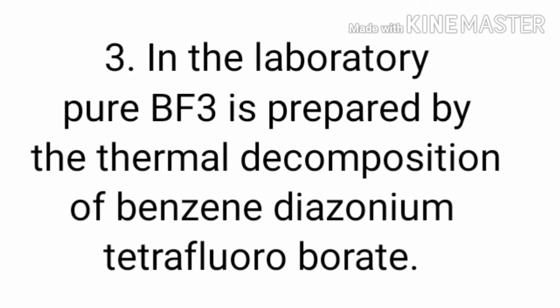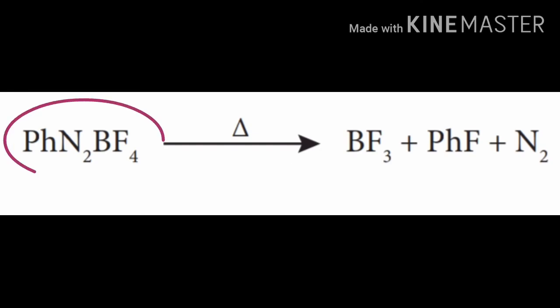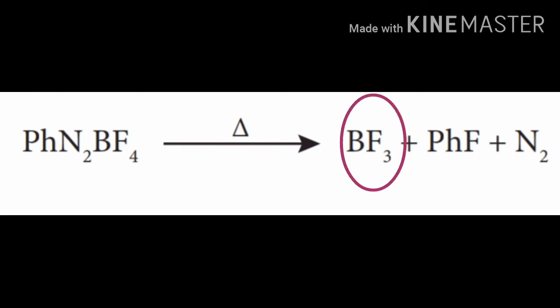In the laboratory, pure BF3 is prepared by the thermal decomposition of benzene diazonium tetrafluoroborate. See the equation. This is benzene diazonium tetrafluoroborate. The symbol represents heating, so this is called thermal decomposition. We will get boron trifluoride BF3.